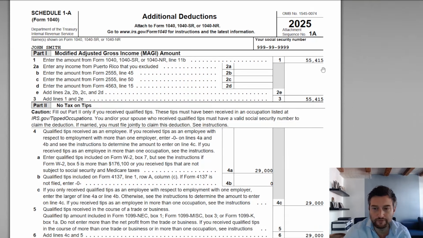So $55,415. Now in John's case here, he doesn't have any adjustments to arrive at his modified AGI. It's just the same figure. So he's not taking the foreign earned income exclusion, and he's not a resident or receiving income from Puerto Rico. So lines 2A through D are blank for him, but you might be in a position where you're filing one of these forms and you might need to make some adjustments. But I imagine for most taxpayers, that's going to be a non-issue, so those amounts are just going to be blank. So $55,415 is his modified AGI.